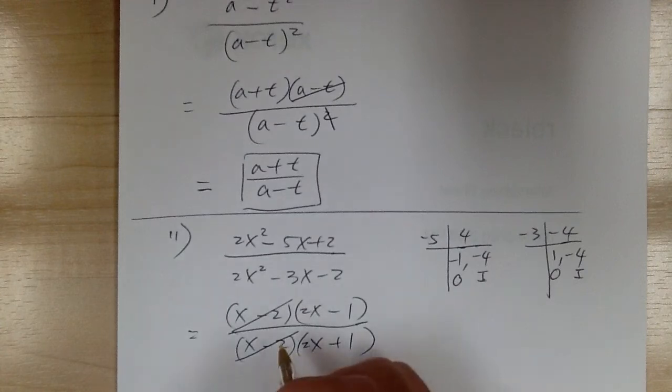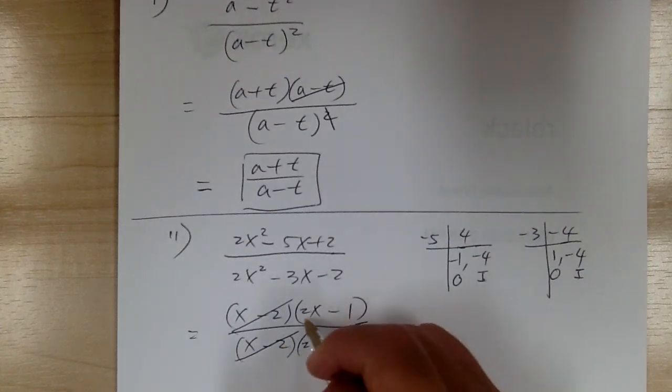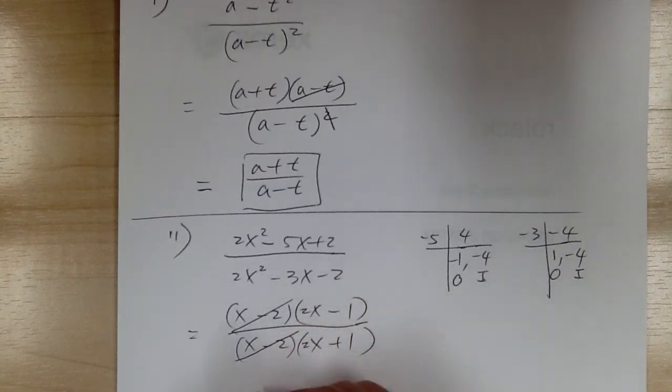So this will cancel out. Again, do not cancel out any of these because all these are terms. Okay? So you get 2x minus 1 over 2x plus 1.